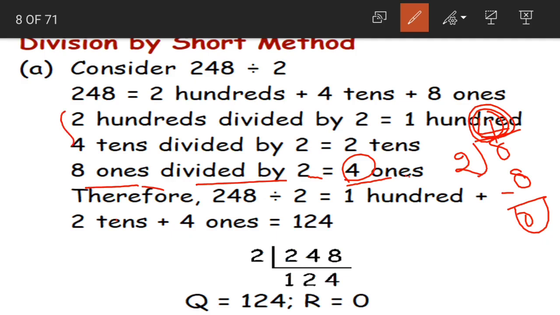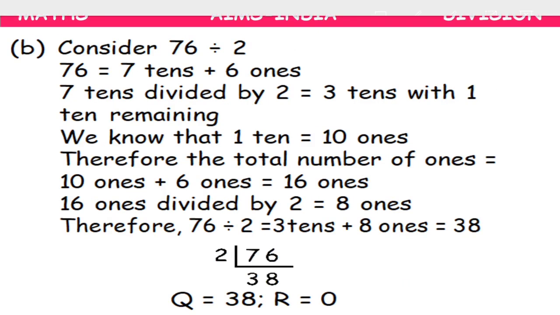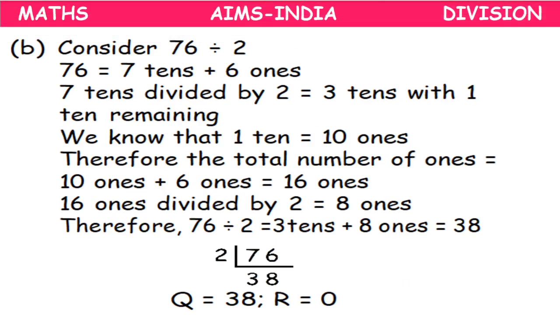Therefore, now what was this? This was individual digits 2, 4 and 8. Now therefore the final answer becomes what? 248 divided by 2 is equal to 1 hundred plus 2 tens plus 4 ones. That is nothing but 124. Clear, children? What was this? This was division by short method.